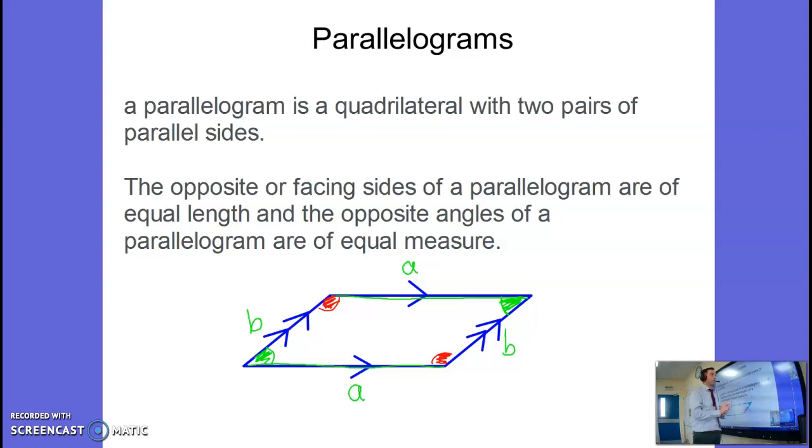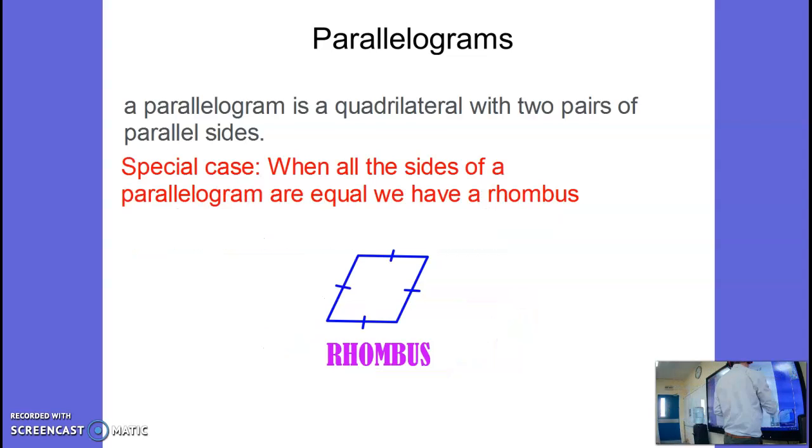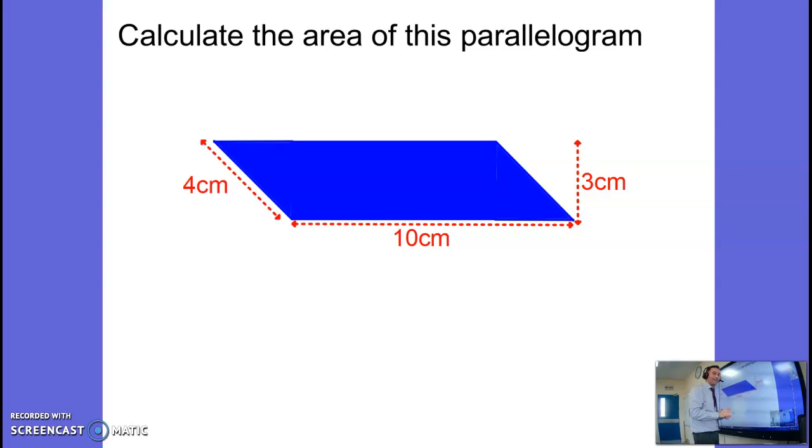Anyway, we're looking at finding the area of a parallelogram. So, one other thing is there's a special case parallelogram when all the sides are the same. We actually call it a special type of parallelogram, a rhombus. Okay, that is a parallelogram where all the sides are the same length. Okay. Anyway, on to finding the area of a parallelogram.